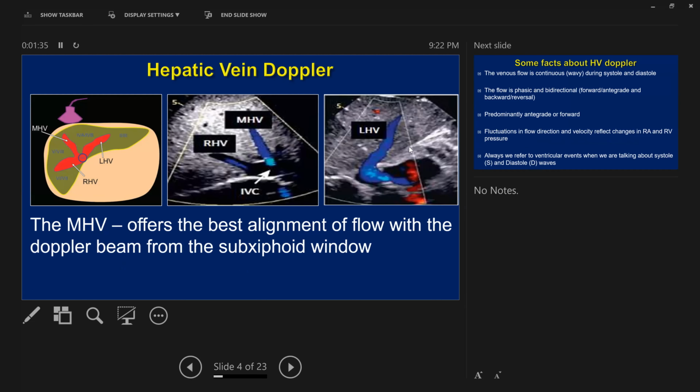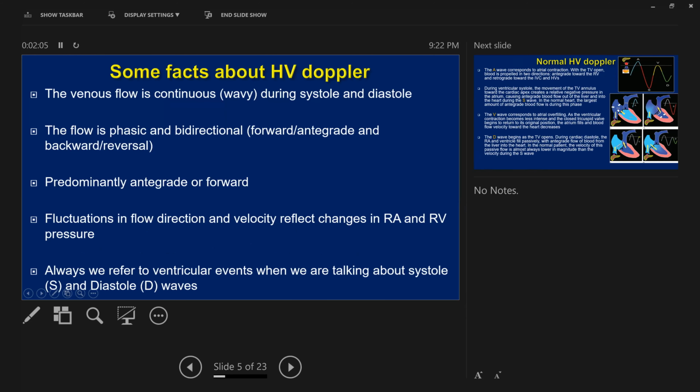And if we look at the hepatic veins, we have three main hepatic veins: the right hepatic vein, middle hepatic vein, and left hepatic vein. Right, middle, and left. Which one do we use for the alignment? Most of the time, we use the middle hepatic vein because, again, the alignment is better than the right and left hepatic veins. There are some facts we need to know about hepatic vein doppler.